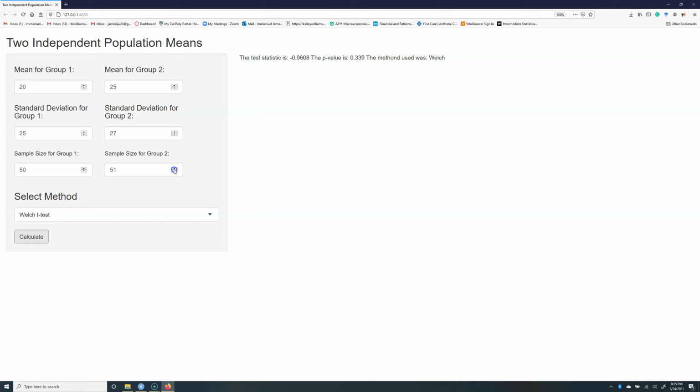So when the sample sizes are the same for both groups, you will see that the Welch test gives you the same test statistic. However, when they're different, they're not going to give you the same. So when I do this again, exactly.